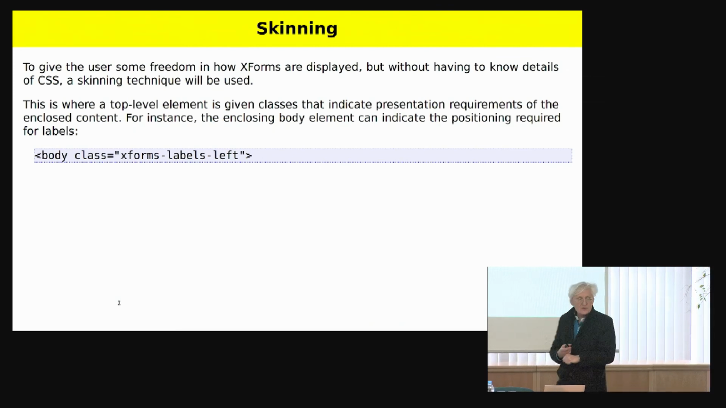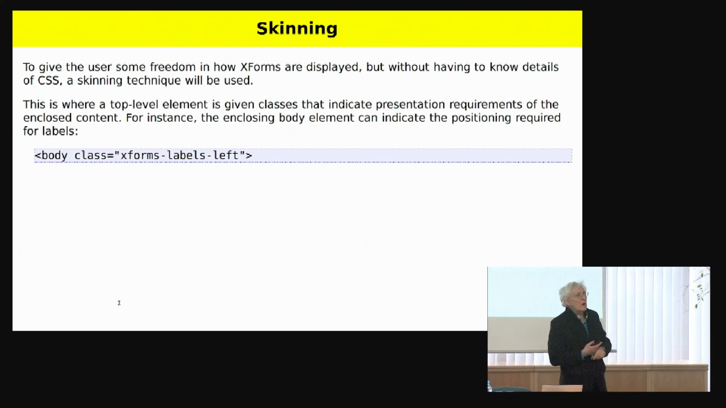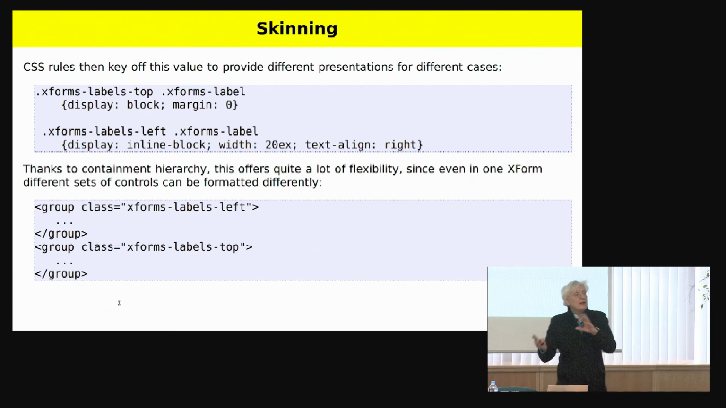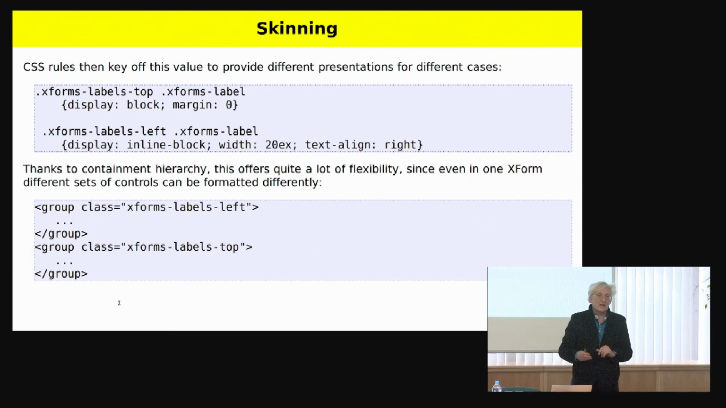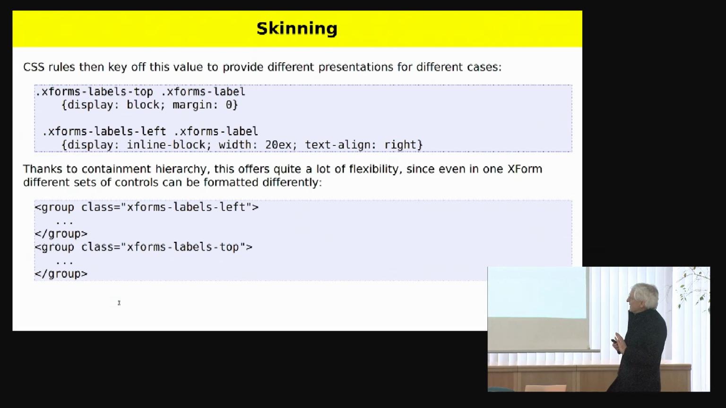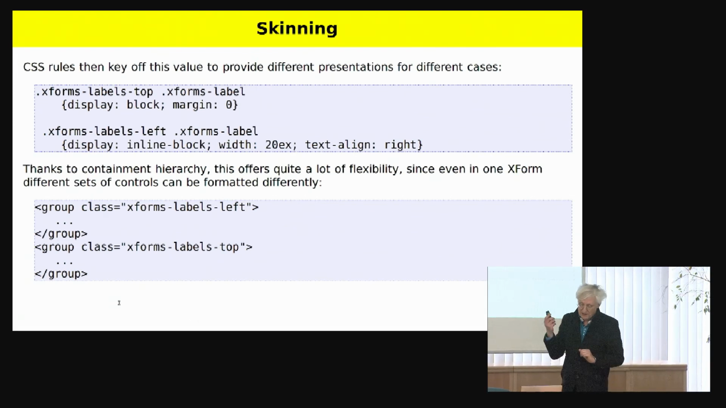So what we're proposing is to use a skinning technique, where at the top level you say where you would like to have your labels, and then we just have different rules for if you said labels top or labels left, and you get those automatically without having to know how CSS works. This gives you extra flexibility, because it means that you could have some groups of controls with labels left and some groups of controls with labels right.